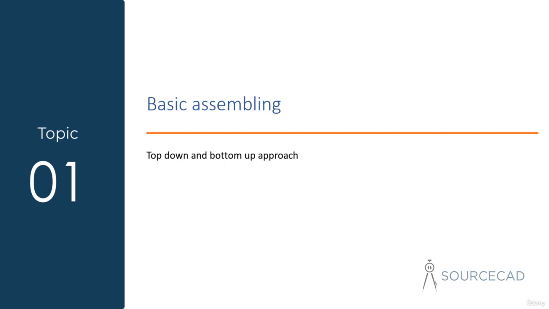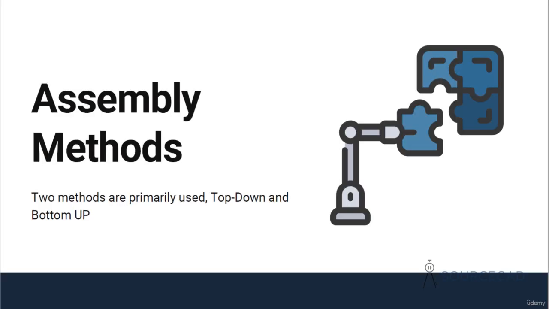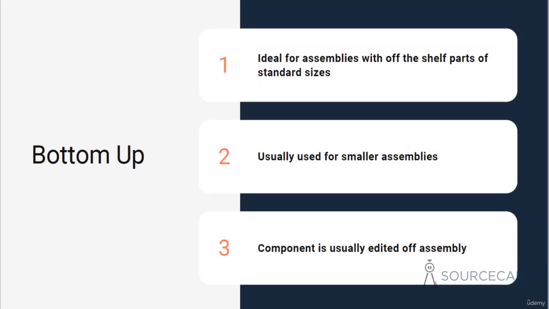So before we talk about assembly modeling in SolidWorks, let's talk about the two popular approaches of assembling. And these two approaches are top-down and bottom-up. Now let's start with the bottom-up approach.